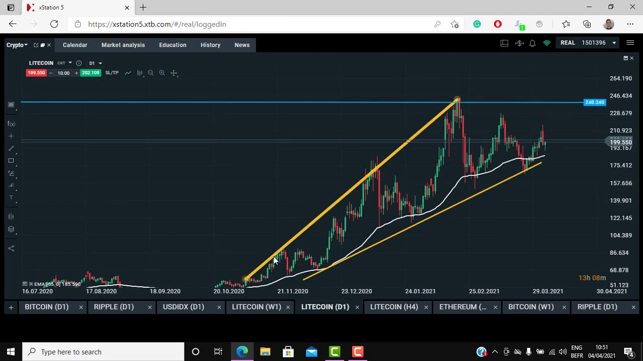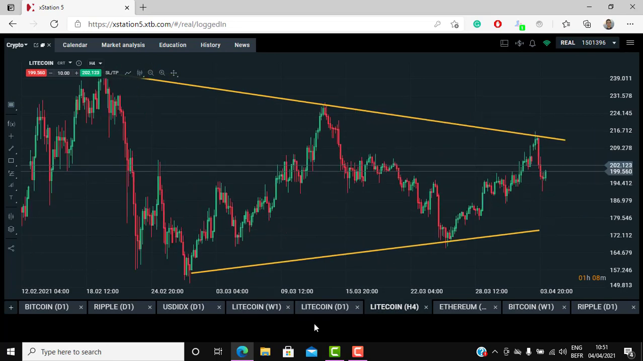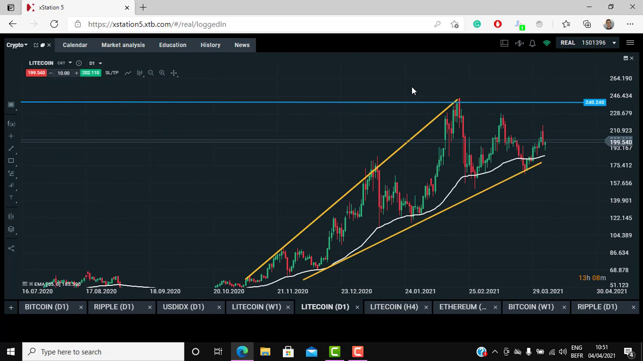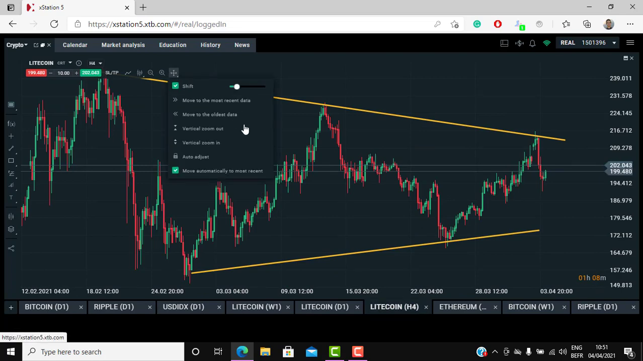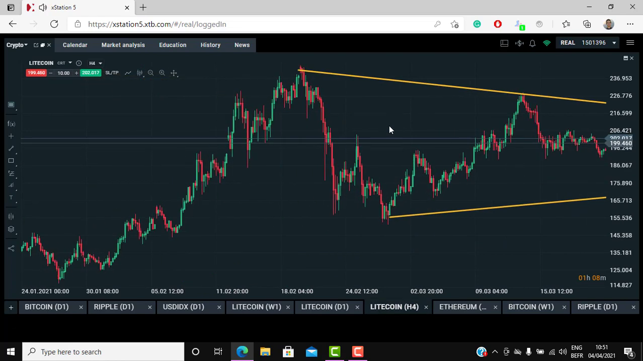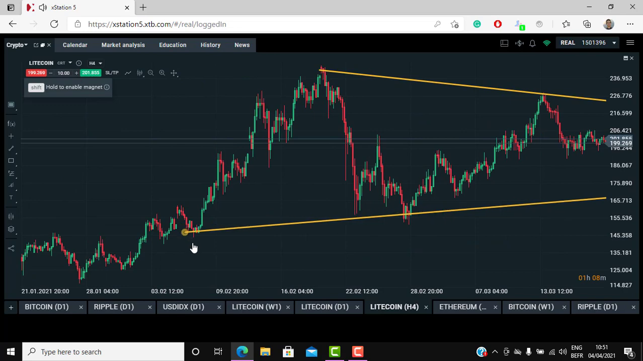As you can see, we're going to go on a daily chart here. On a daily chart, we're in this upward channel. However, we did find weakness. We did find a resistance here around 240, and then right now we're making lower highs. However, if we go to the 4-hour chart, you can see here we're making lower highs, but we're also making higher lows. So the price is compressed at the moment between these two channels.